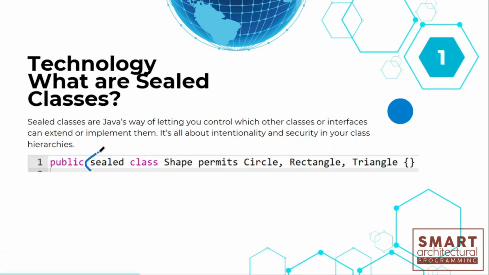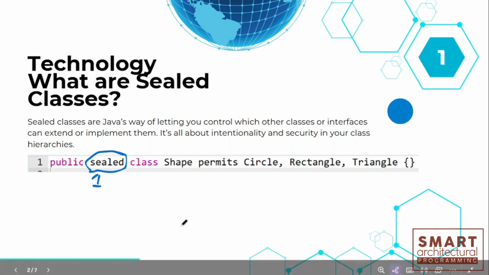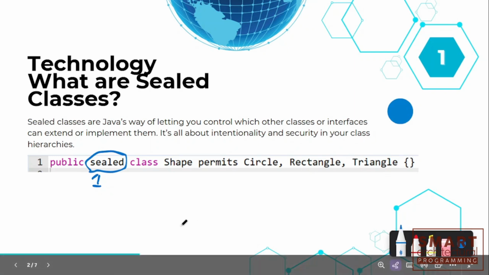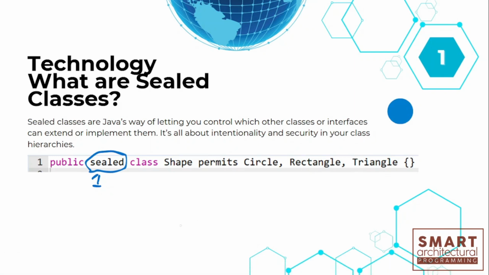So we have the sealed keyword here. That is the keyword that tells us whether a class is sealed or not. That's the first point you need to understand with sealed classes. First, it needs to have the sealed keyword, which makes it impossible for anyone to extend it other than those given the permits.